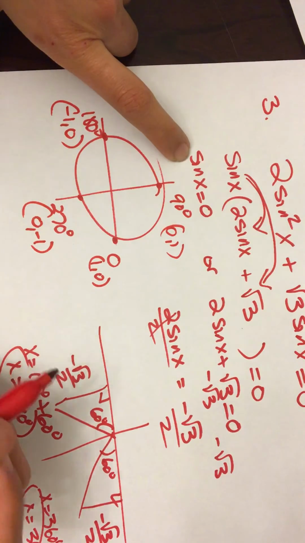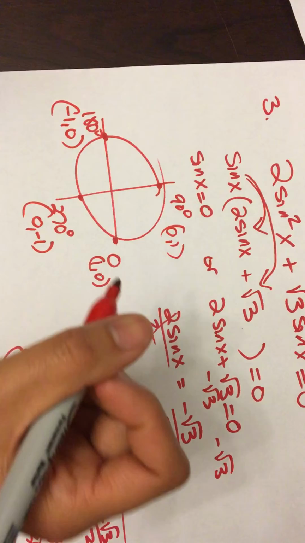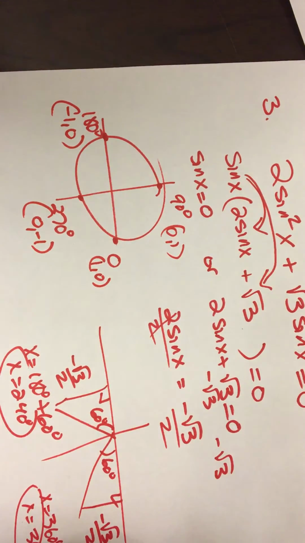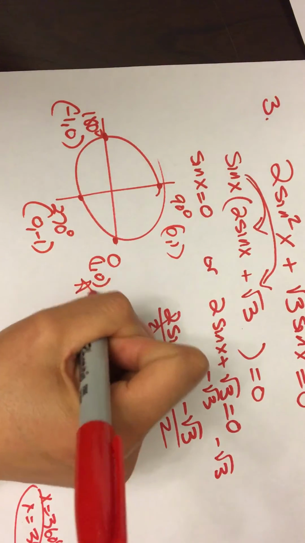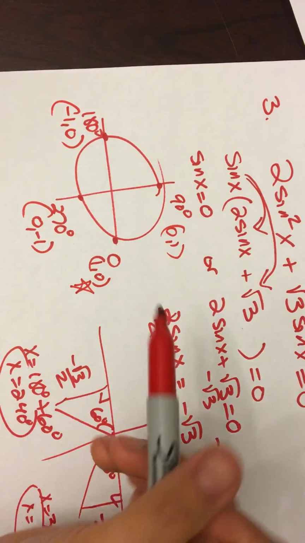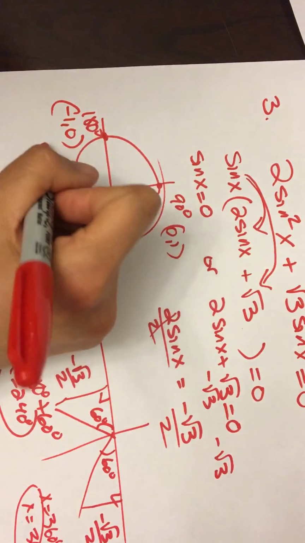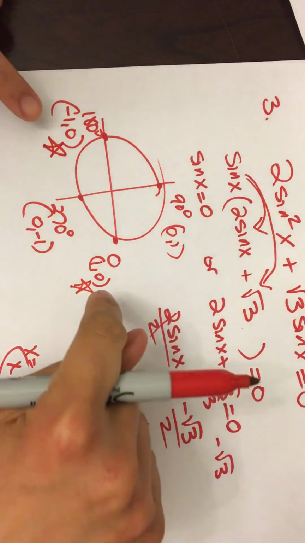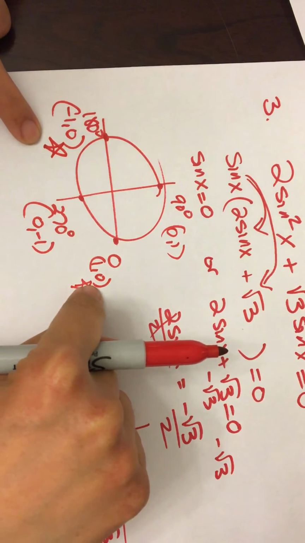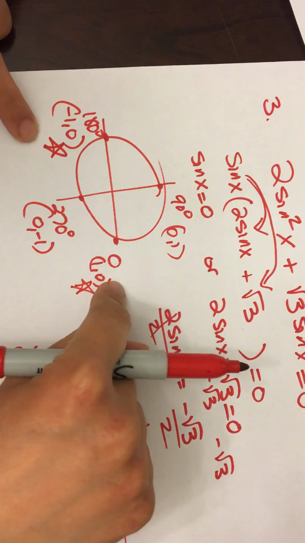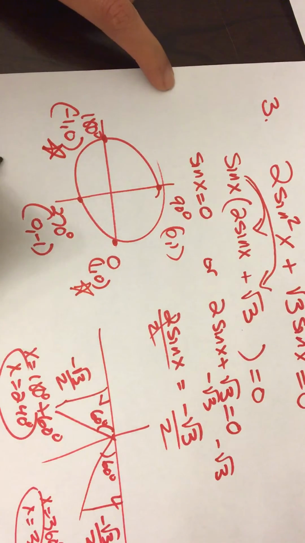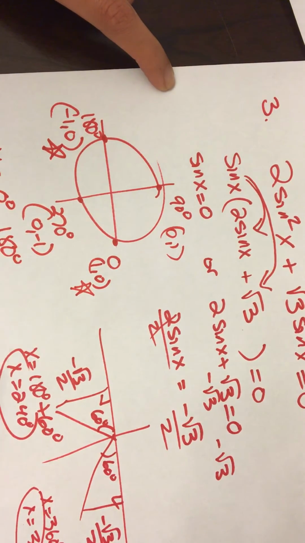Sine corresponds to the y coordinate. So these are the angles that we're interested in, because the y coordinate is equal to 0 at 0 and 180 degrees. So our 2 solutions are 0 and 180 degrees.